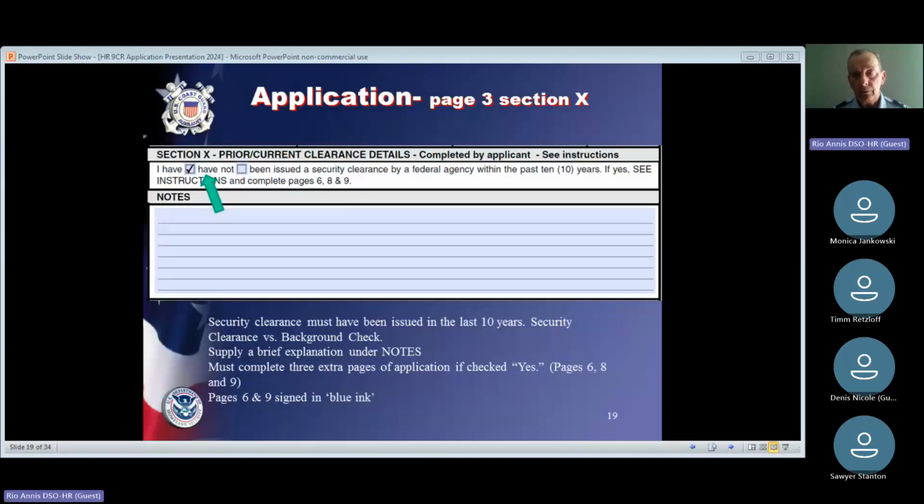A lot of people have background checks for obtaining various jobs, law enforcement or military, or even in civilian part of the military. But a security clearance means that they're actually going to have access to sensitive or classified or top secret information. And your applicant will know whether they have been in that situation. So they'll really know that best and be able to fill that out if they actually have. So in most cases, it will be have not been issued security clearance. But if they have, then there's the additional pages 6, 8, and 9 to be completed.